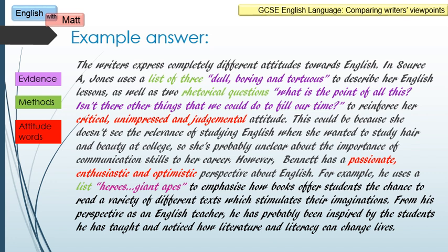So the student here says, the writers express completely different attitudes towards English. In source A, Jones uses a list of 3, dull, boring and torturous, to describe her English lessons, as well as 2 rhetorical questions. What is the point of all this? Isn't there other things that we could do to fill our time? To reinforce her critical, unimpressed and judgmental attitude. This could be because she doesn't see the relevance of studying English when she wanted to study hair and beauty at college, so she's probably unclear about the importance of communication skills to her career.